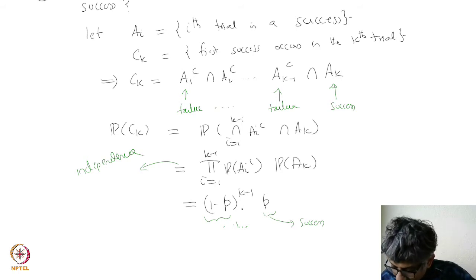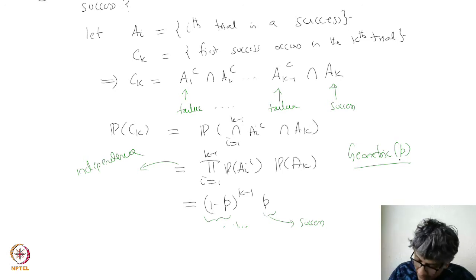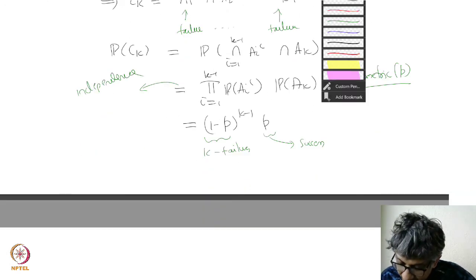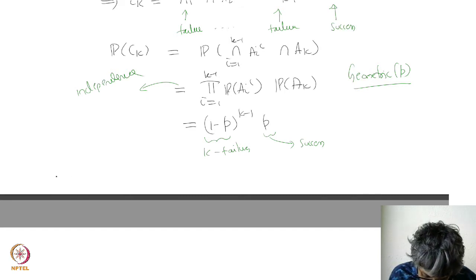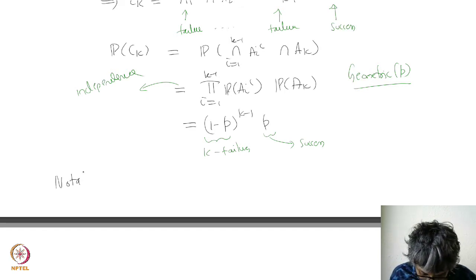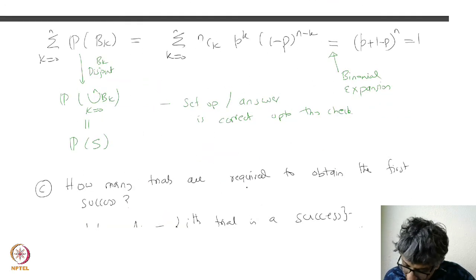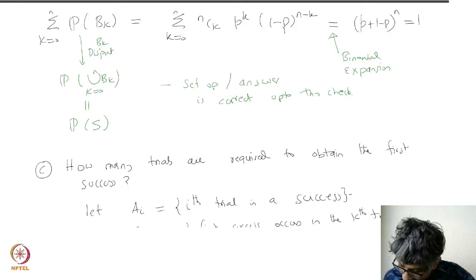So this has a nice name. This distribution is called geometric p. So here's the notation. One could view the above question. What was the question? How many trials are required to obtain the first success? That was the question.